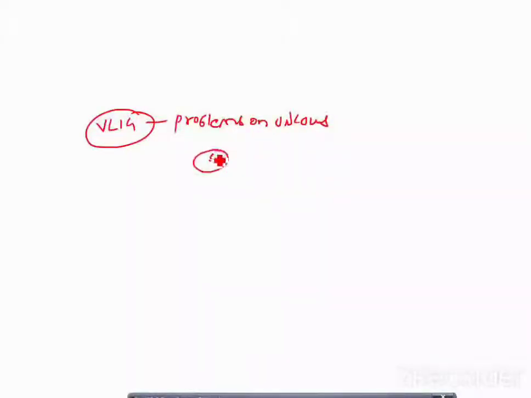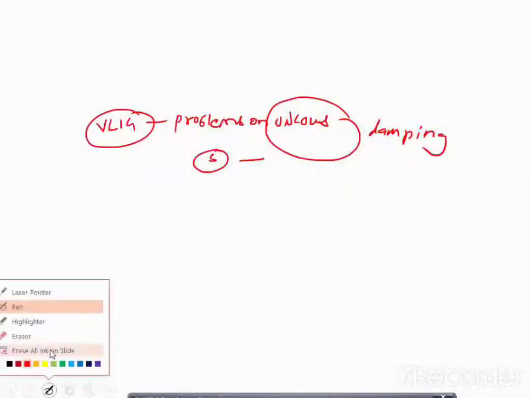So as far as the last lecture is concerned, that was vibration lecture number 14. We started with the problems on viscous damping, and we have solved almost 5 problems. So today in this lecture we will continue with this and solve some more problems on viscous damping. Okay, so let's start with the next problem.